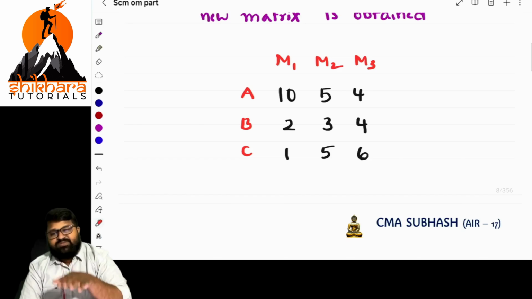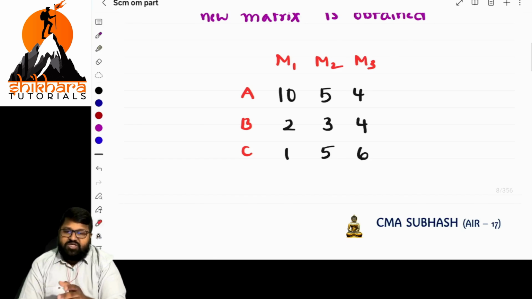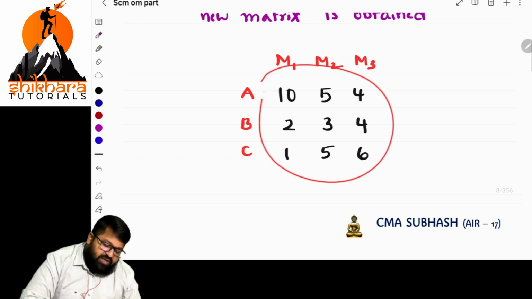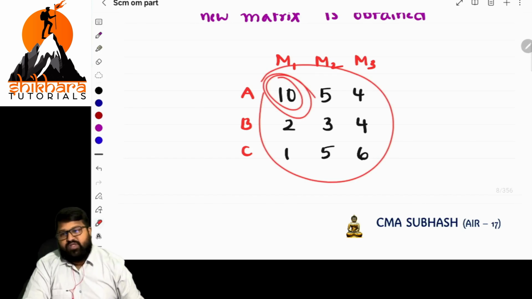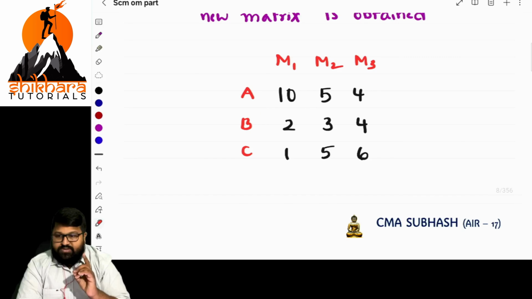But if it is given as a maximization model, what do we need to do? We have to convert it into a minimization model. For conversion, among the elements given there, identify the highest element, and from this element, deduct all the elements and form a new matrix. This matrix is known as the relative loss matrix.